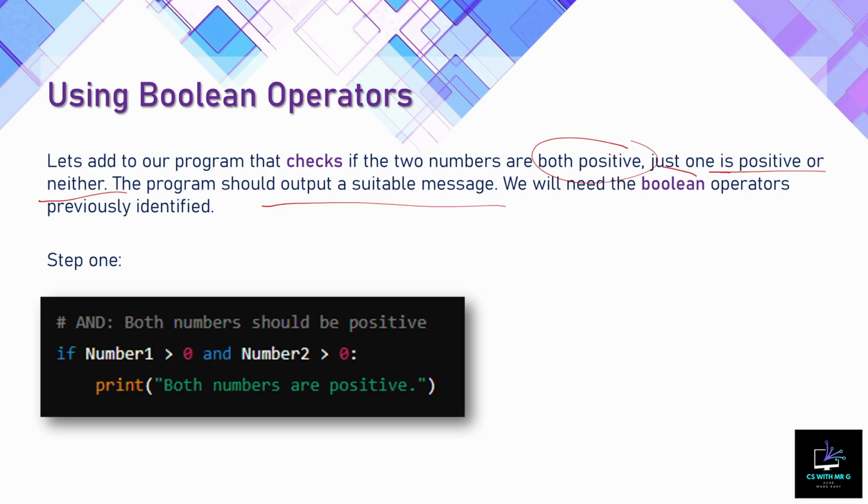And again, we will need the Boolean operators in order to do this. So first and foremost, if number 1 is more than 0 and number 2 is more than 0, then the program would print out both numbers are positive. Notice how it's "and" in the middle, because number 1 and number 2 both have to be positive in order for this condition to run.